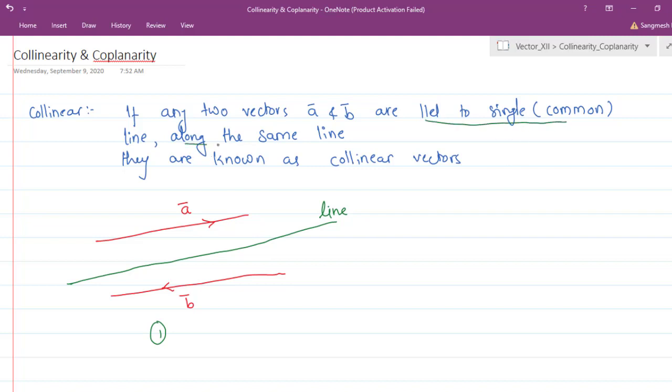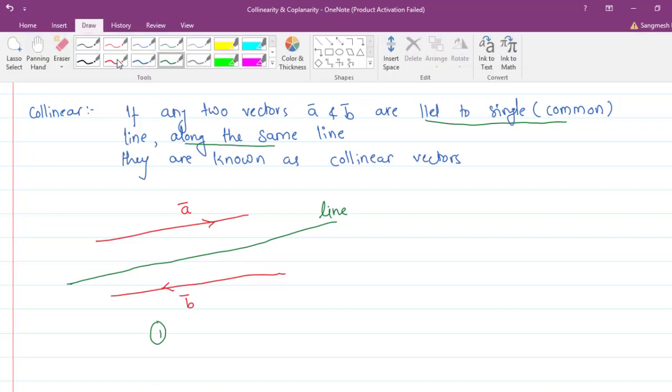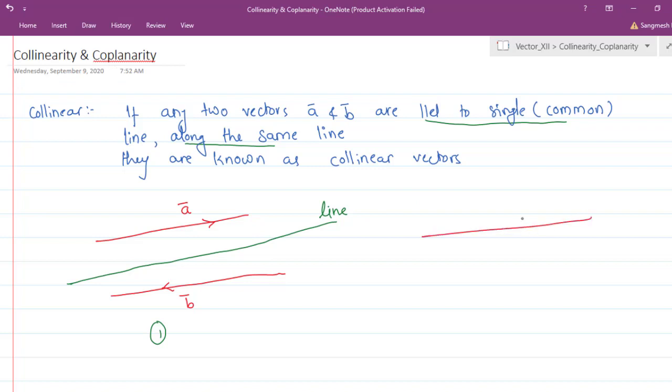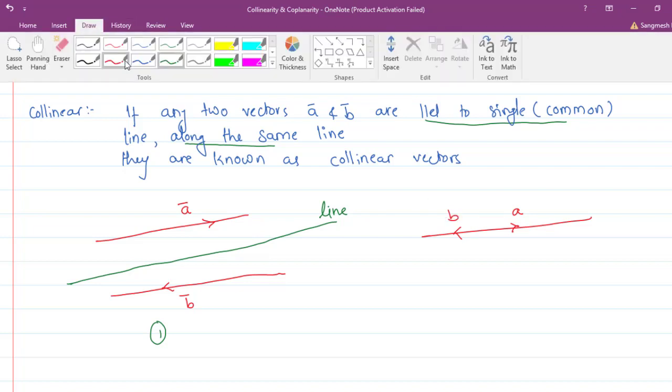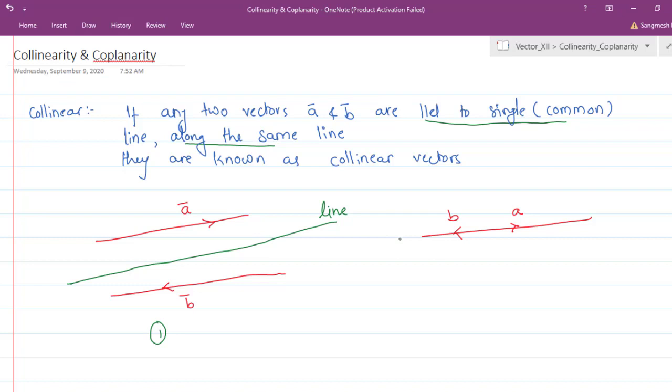Now the next statement is: along the same line. Suppose we have the same two vectors, A bar and B bar, on the same line, and let's suppose this is our line. Along this line, if we have these two vectors lying on the same line, then also we can say these two vectors are collinear.